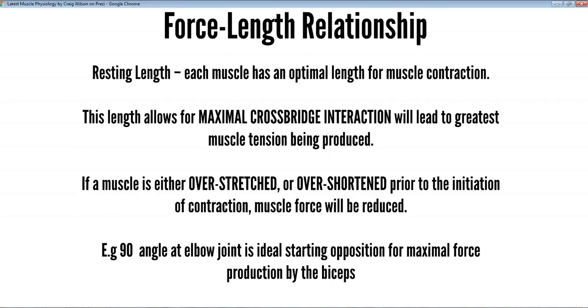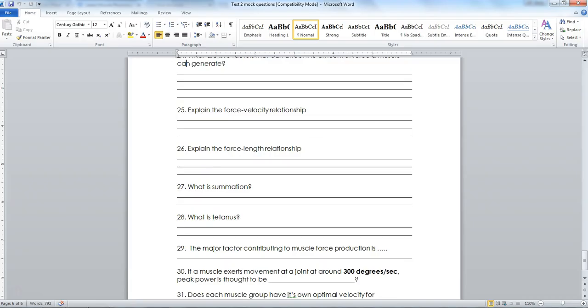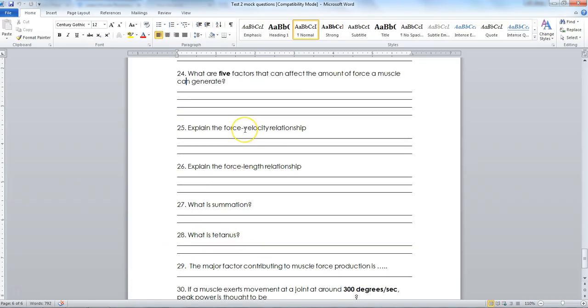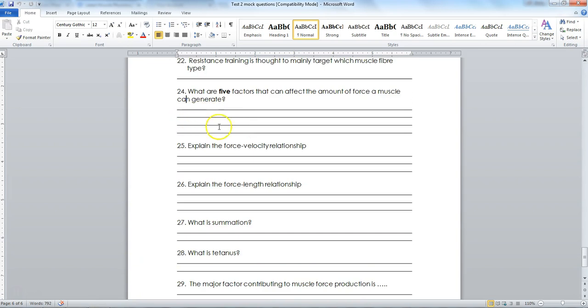Okay, going in to finish off these questions, guys, we can add the length of the muscle to one of the 5 factors here, and we can now explain the force-length relationship by saying when the muscle is either overstretched or overshortened when the contraction starts, force is lost.